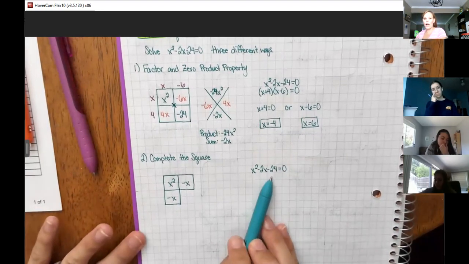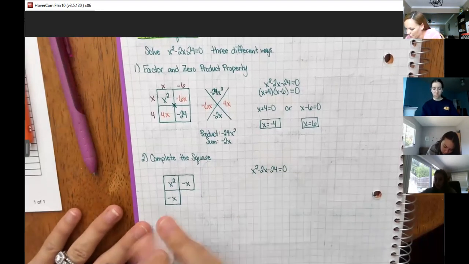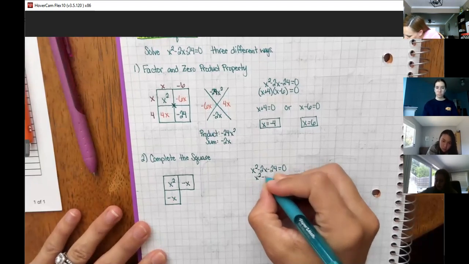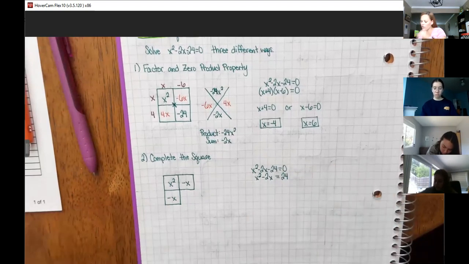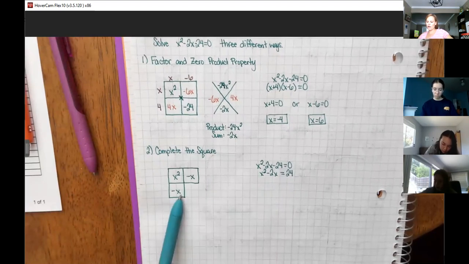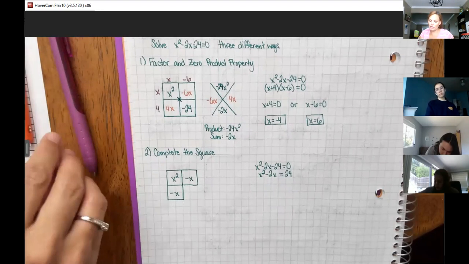The first thing I do algebraically to solve this is I move the 24 over. I isolate my x's, and I should have done that before I made my square. So we have x squared minus 2x equals 24 when you add the 24 to both sides. So basically I took this piece and I put it in my boxes. And again, my goal is to make it a square.